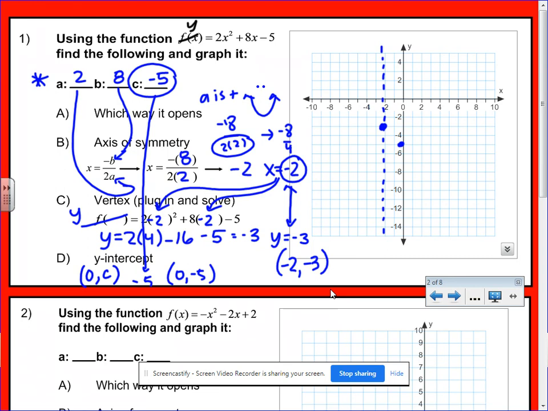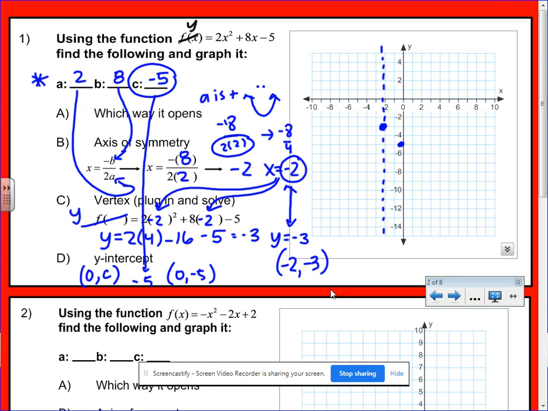Negative 5. Wasn't this supposed to open up though? Hold on a second, folks. Somebody find my error. Let's see. Negative 8 over 2 times 2 is negative 8 over 4, which is negative 2.